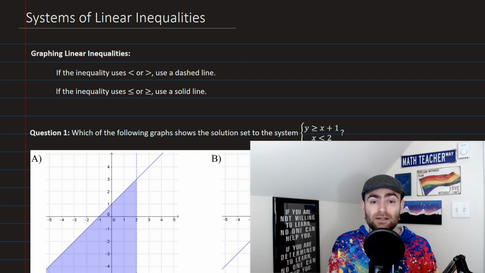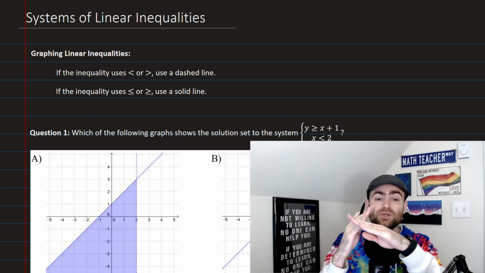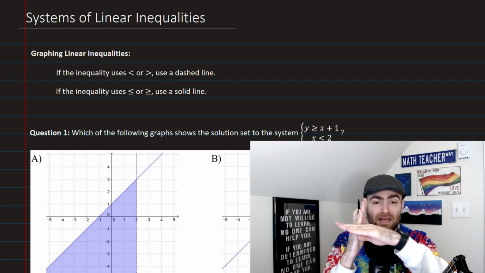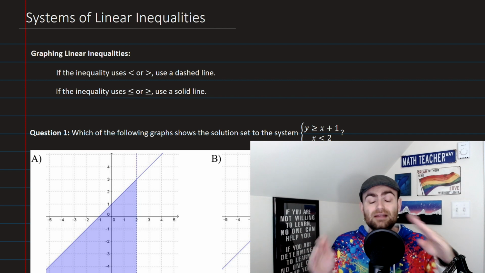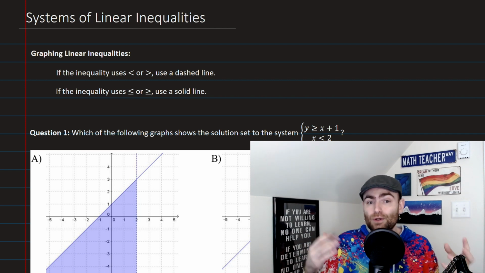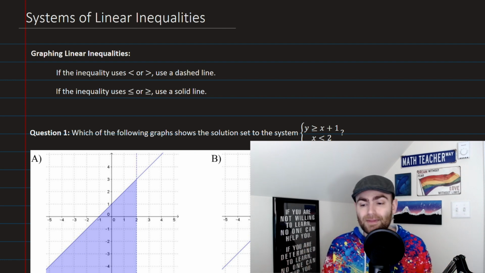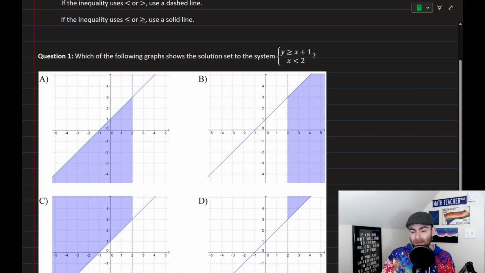For a system of inequalities, we still typically have an intersection point, but we also have a shaded region. So if I cross my arms like this, I have four major regions that it could be, and it could be any of those four regions that represent our solution region. Therefore, every point that falls in that region would be a solution to our system. So let's look at an example, shall we?